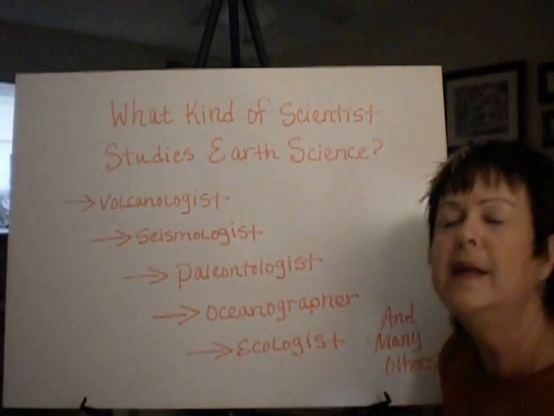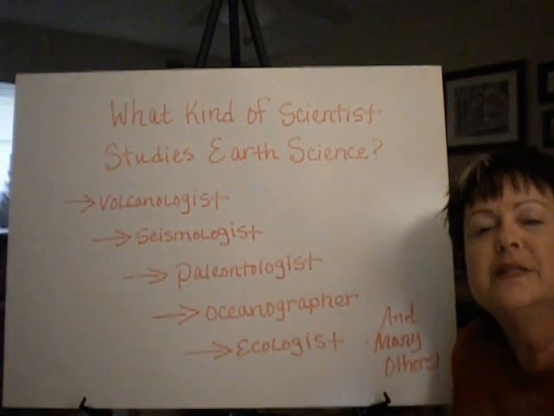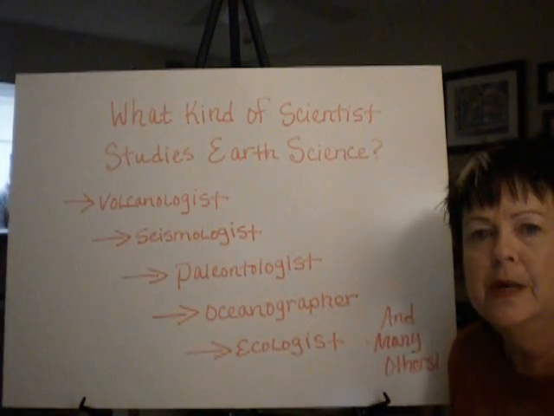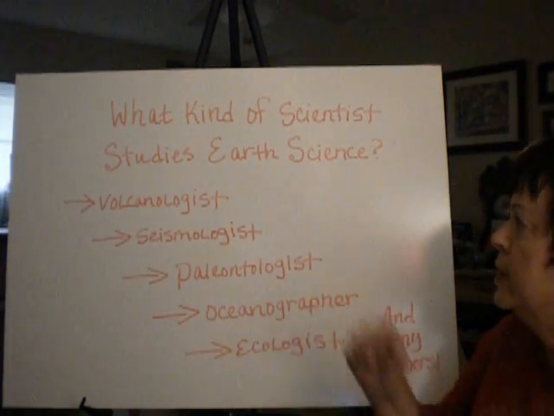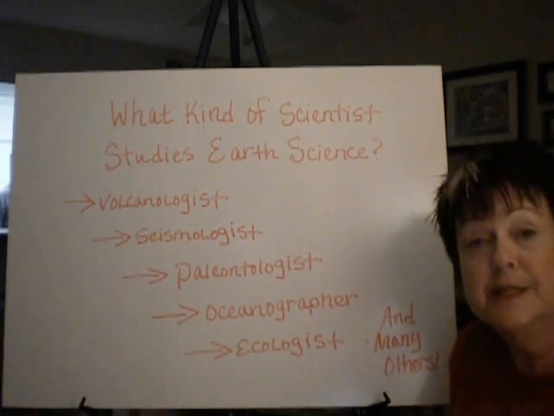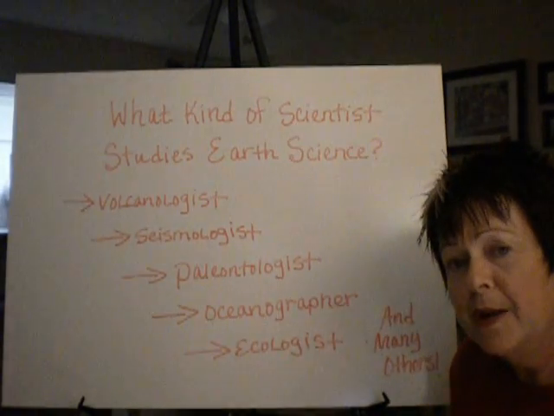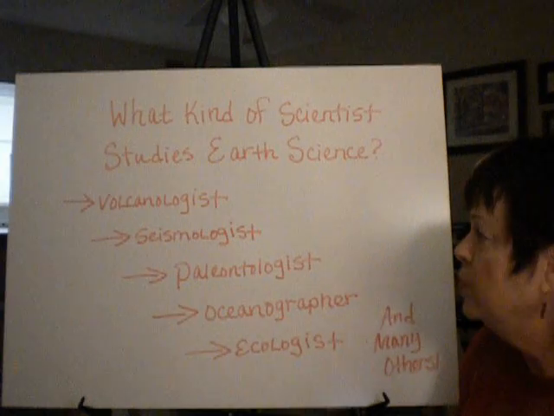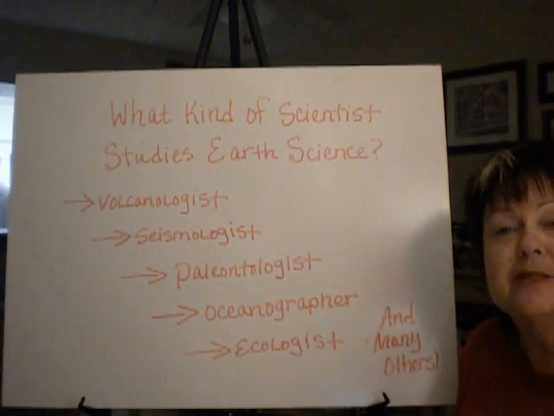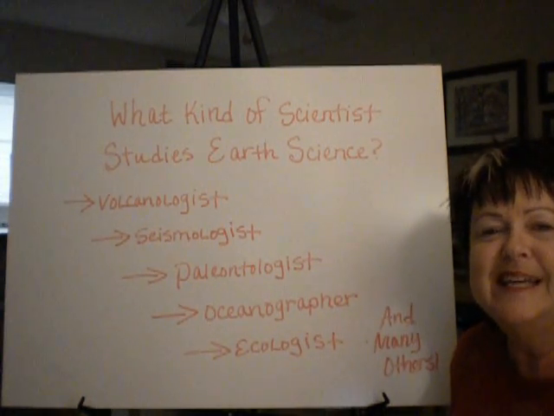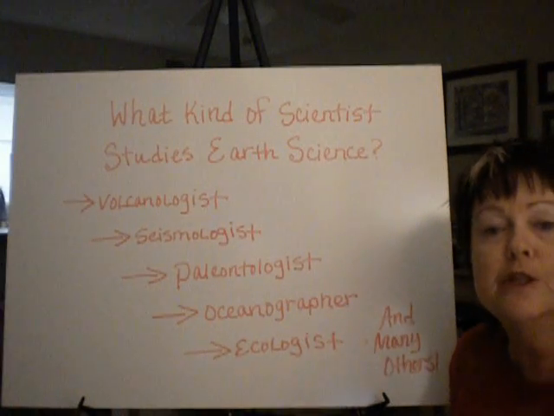There are many different kinds of scientists that are involved with Earth science, but here are a few. Volcanologist, seismologist. Seismologist, you might recall, has to do with earthquakes. Paleontologist, which is somebody who studies the age of the earth and the animals that lived long, long ago.